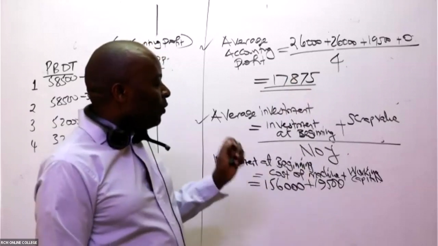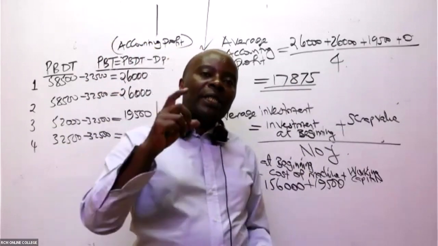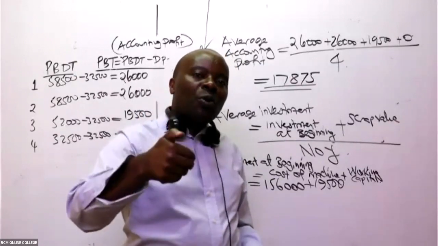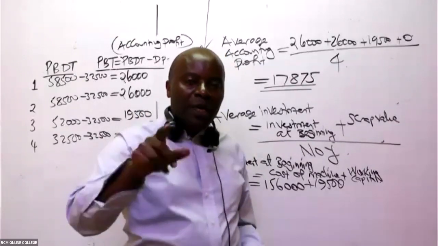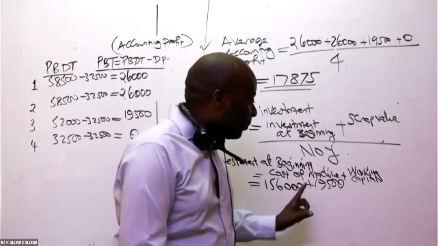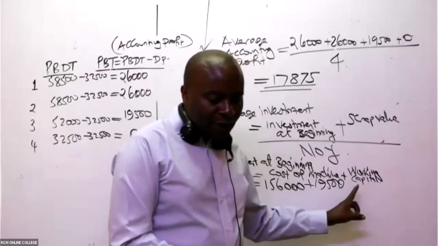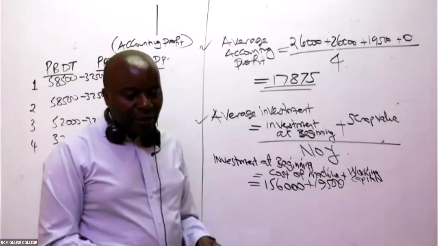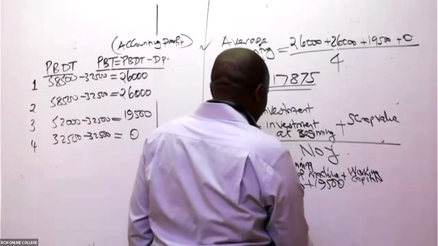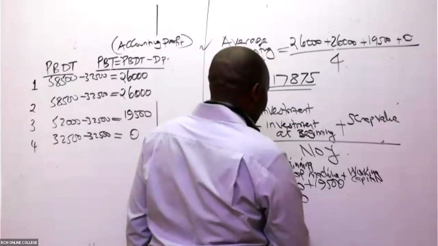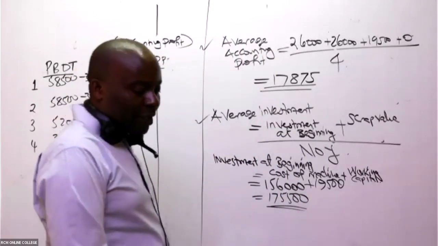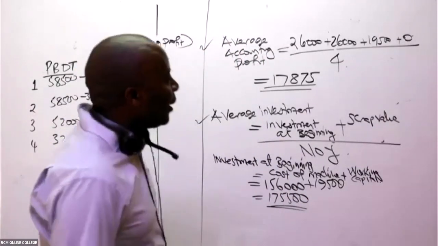But when you're looking at the total investment at the beginning, you look at how much we are giving to get this machine: 156,000. This machine will not be able to operate itself. We need some working capital, so plus 19,500. Can somebody give me this amount? This gives us 175,500.